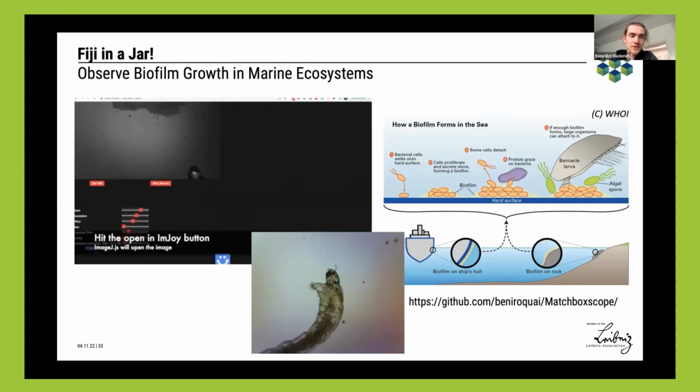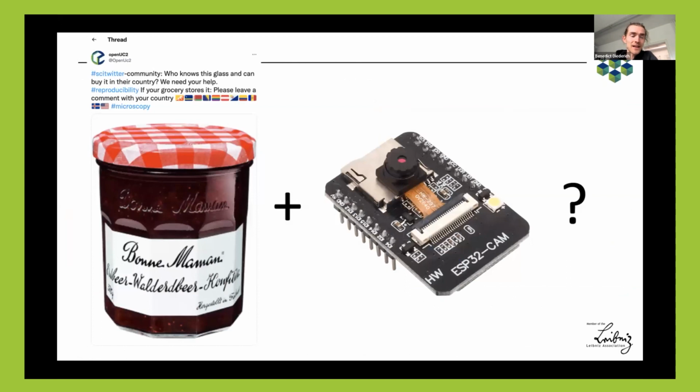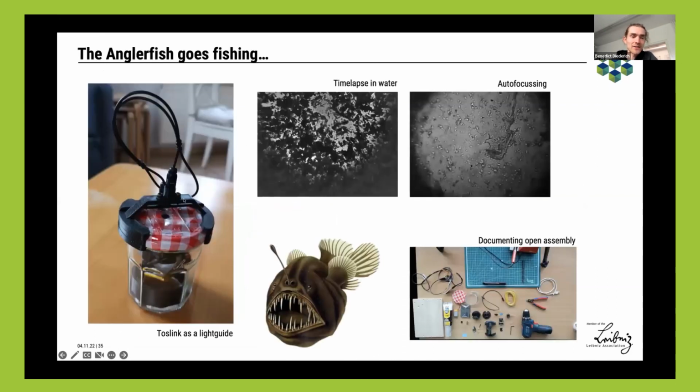And then we did a little survey on Twitter asking people who has access to this jar. Because we thought, okay, I think you can just do it with PVC pipes, but marmalade jars, they are available everywhere. And so this essentially is available in most of the countries on Earth. And together with this, we built a small waterproof microscope. It's now called the Anglerfish because the illumination is guided through a light guide from audio technology. And so this whole thing costs in the range of like €20.